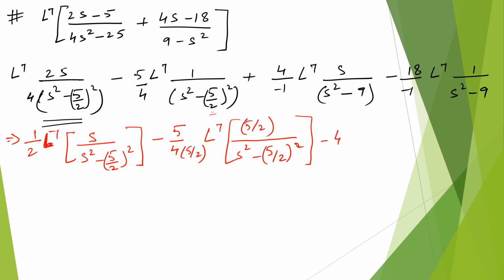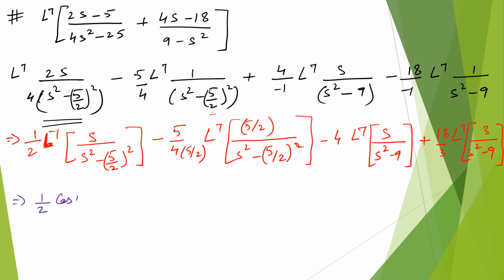Now over here, Laplace inverse of s over s square minus 9 is converted into cos hyperbolic 3t, and plus 18 Laplace inverse of 3 upon 3 (s square minus 9), and this will be converted into sine hyperbolic 3t.